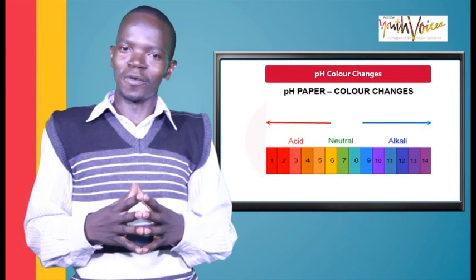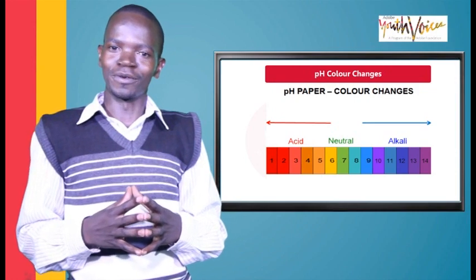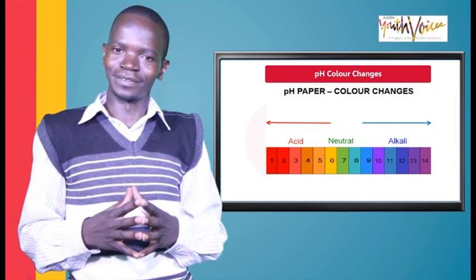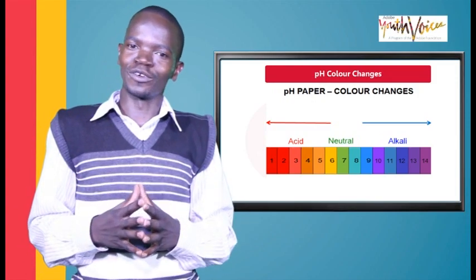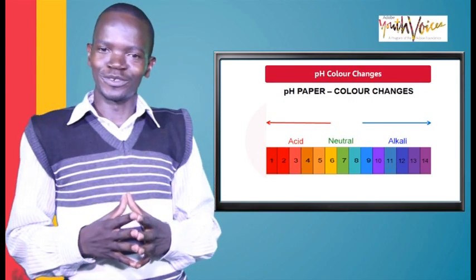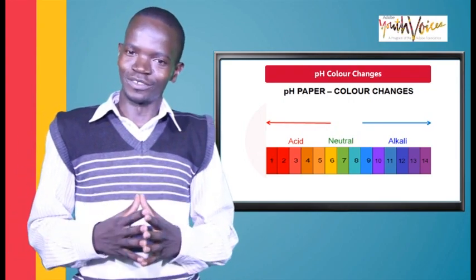The pH paper, when dipped in a solution, changes color based on how acidic or alkaline the solution is, with red for strongly acidic solutions, green for neutral solutions, and purple for strongly alkaline solutions.